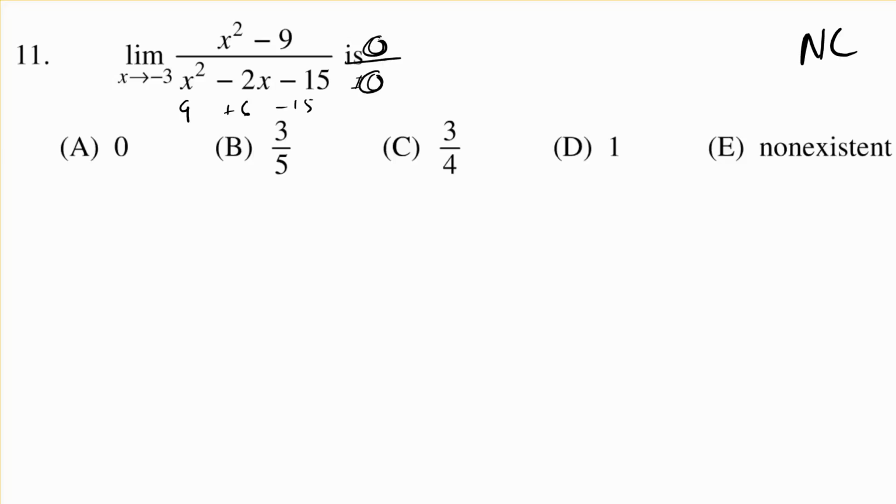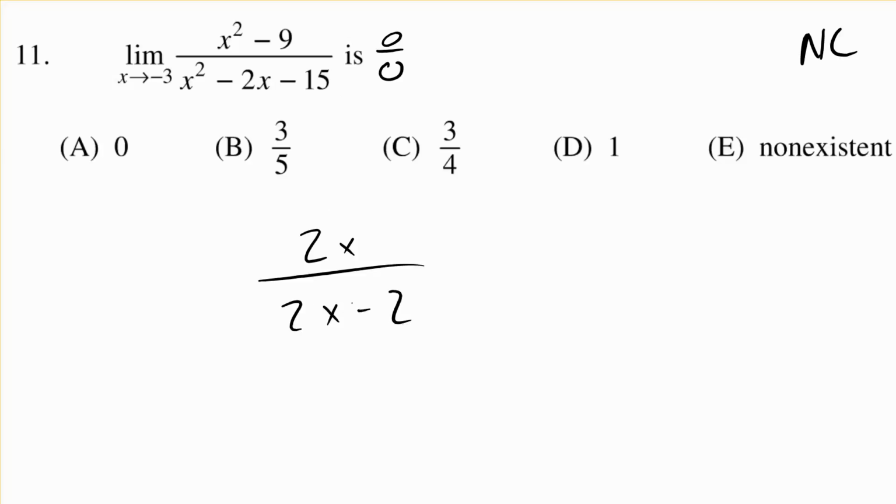So in calculus, I've got two options. I could do the pre-calculus, factor, and then direct substitute, or I've got that L'Hopital rule, where if I have 0 over 0, I can take the derivative and try again. Let's try that option this time. The derivative of the top is 2x. The derivative of the bottom is 2x minus 2. Now can I put the -3 in? I get -6 over -8, which should be 3/4. So anytime we get that 0 over 0, we can take the derivative and try again.